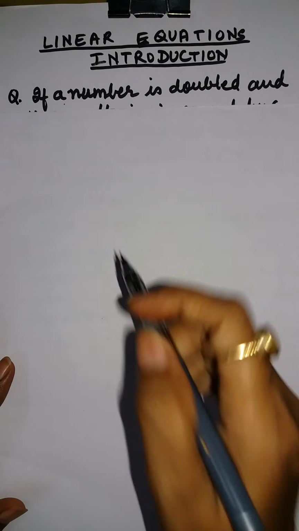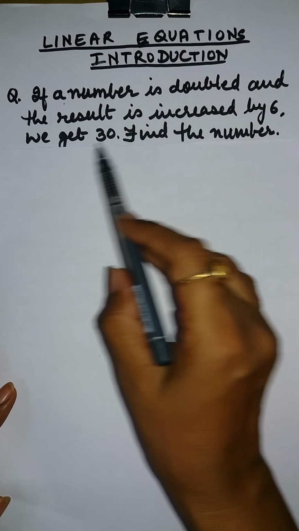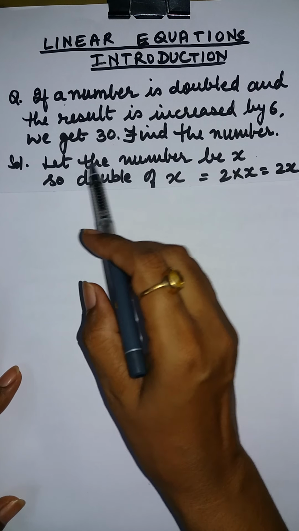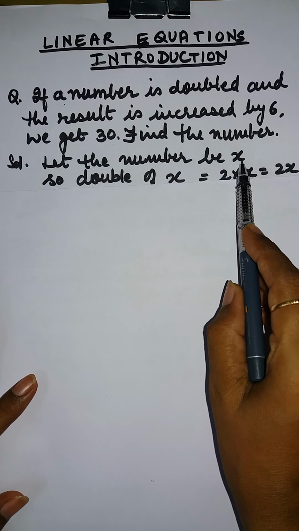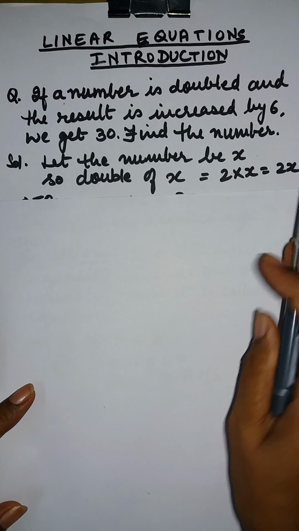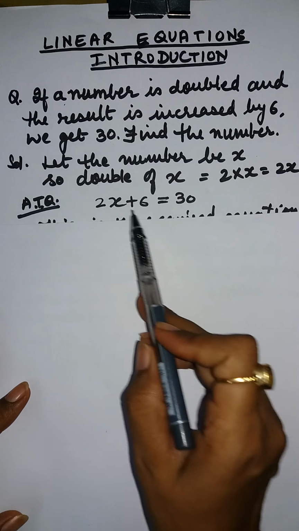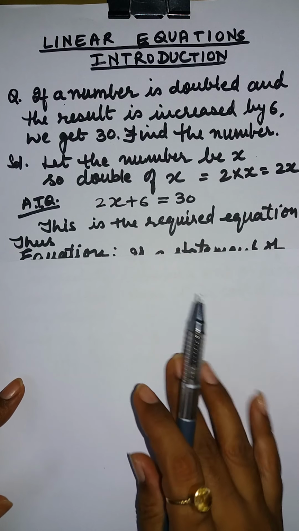Now, what is the use of a variable in writing a statement of equality? Let us consider the following problem. If a number is doubled and the result is increased by 6, we get 30. Find the number. So here, solving this problem, we have to consider the number x. Let the number be x, and the double of x means 2x. According to this question, because this 2x is increased by 6, we add 6 in it, and this is equal to 30. So this is the required equation.